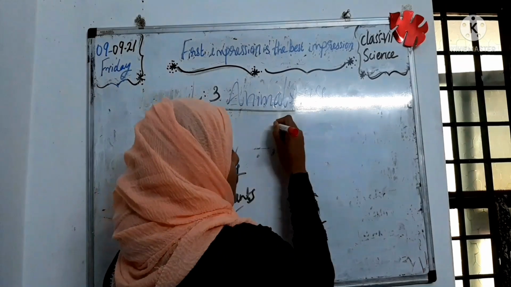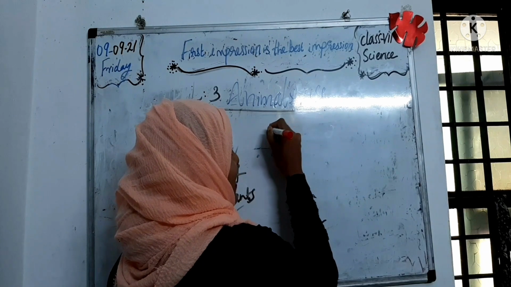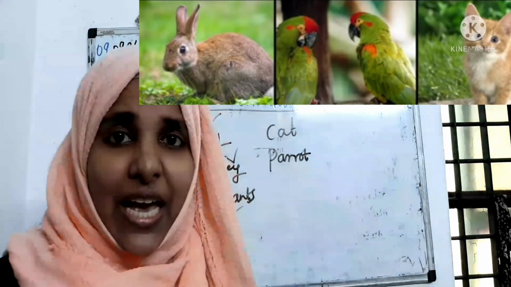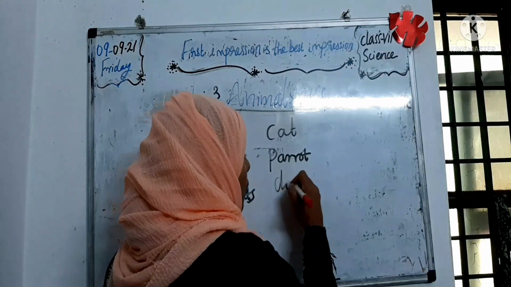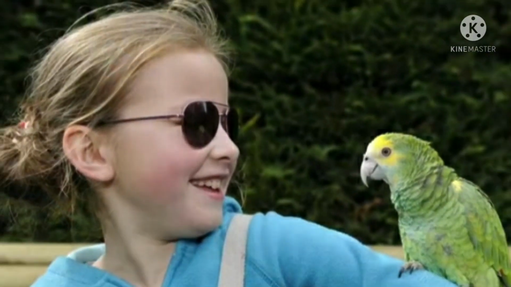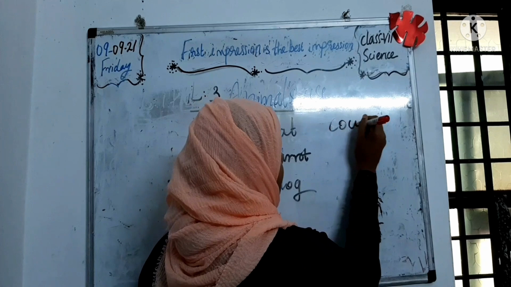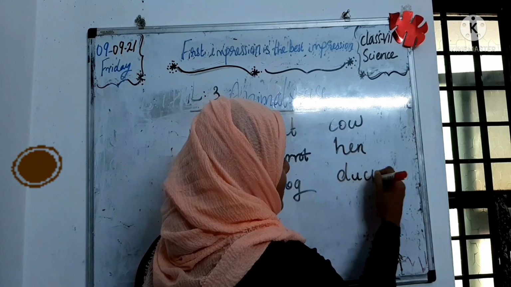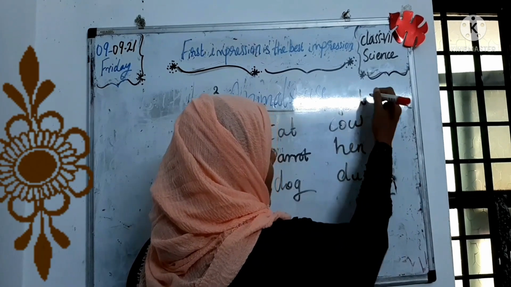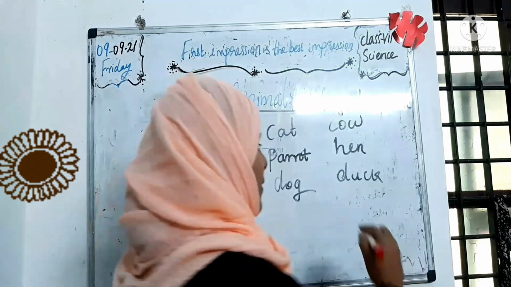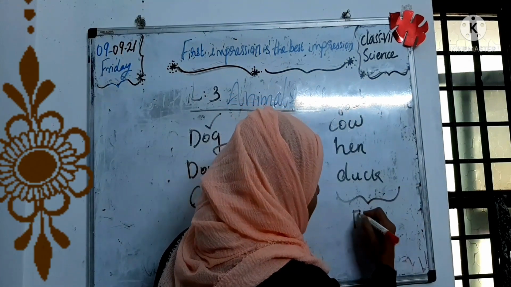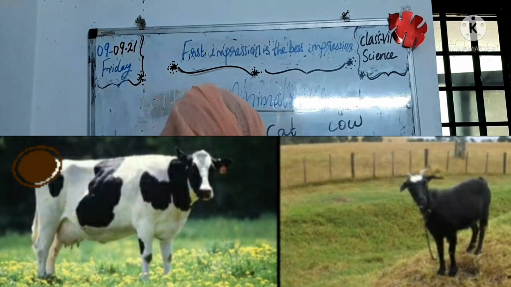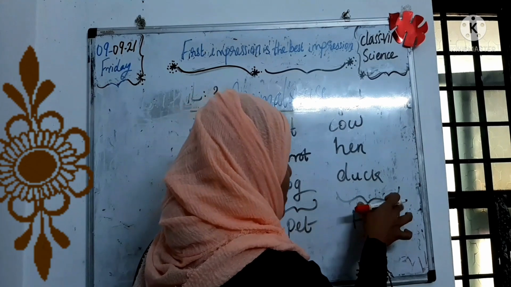Some animals we are using as pets, like cat or parrot, and even dog also. Why? They are giving entertainment to us, right? And some animals like cow, hen, duck, goat, these animals are kept in a farm. Is it children? We give special care to them. Okay, these animals are pets, but these animals are farm animals.